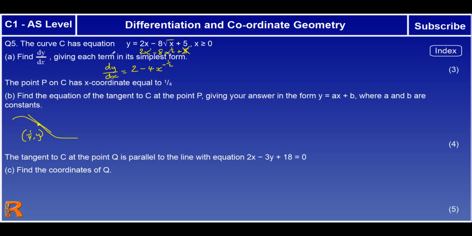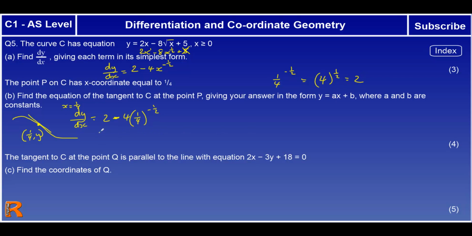So if we can find the gradient, which is this function here, when it's a quarter, dy by dx, that tells us the gradient of the tangent when x equals a quarter. So 2 minus 4 times a quarter to the minus a half. Let's have a look at the quarter to the minus a half over here. The minus means 1 over. Now if it's a fraction, that just means turn it upside down. So that's the same as 4 over 1, which is just 4 to the half. And the half means the square root, which is 2.